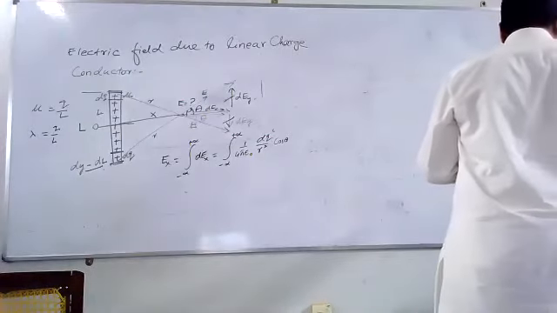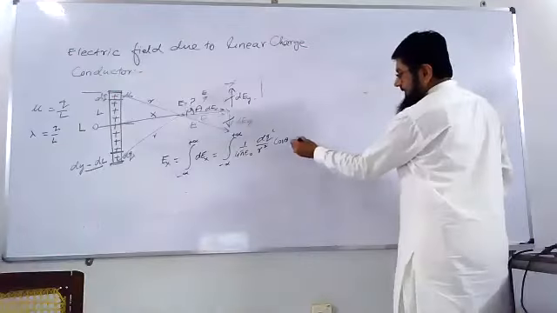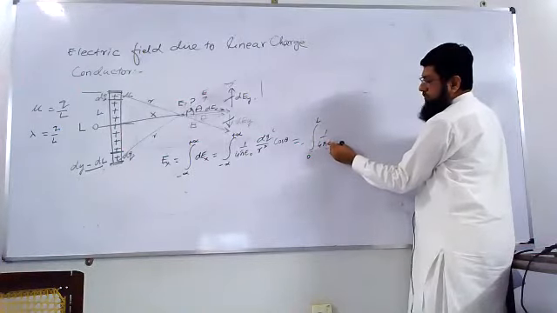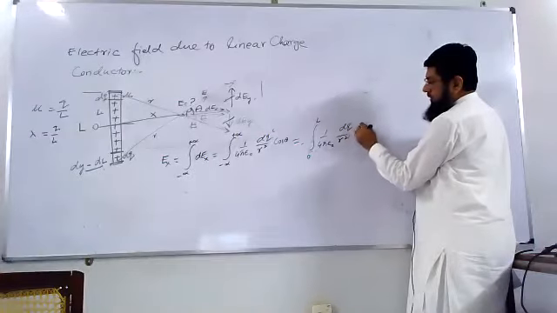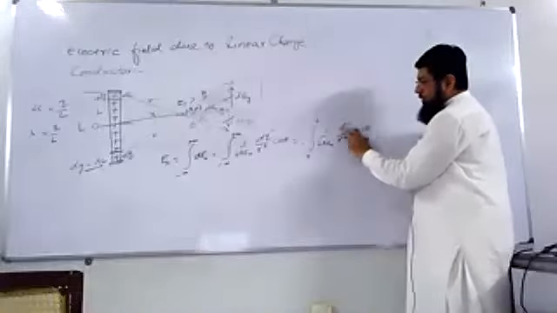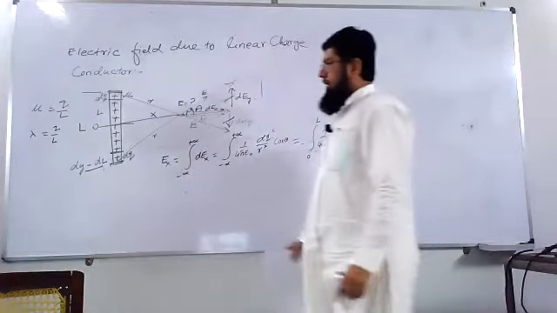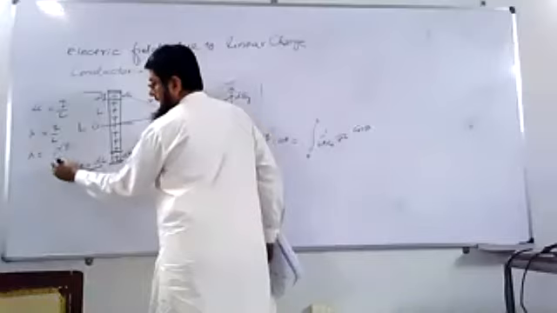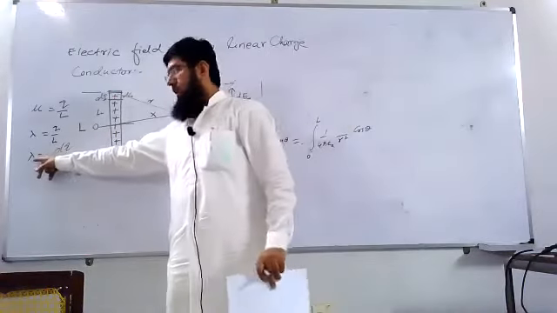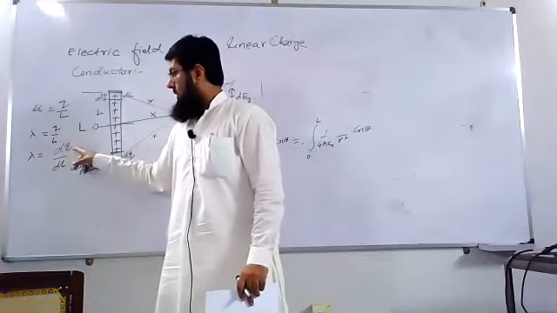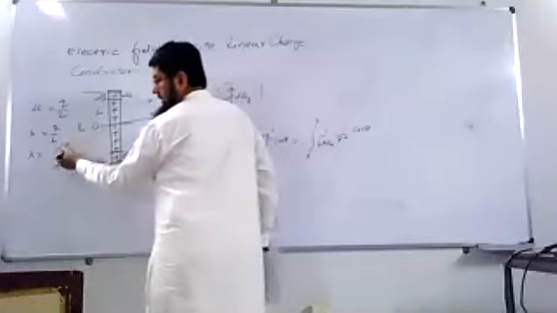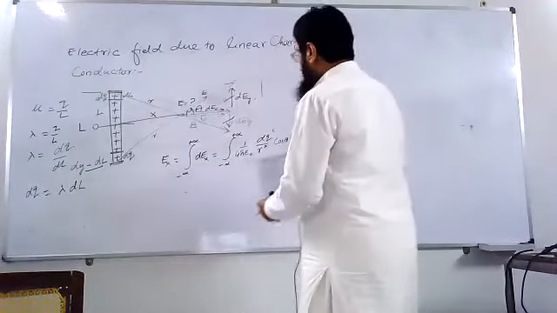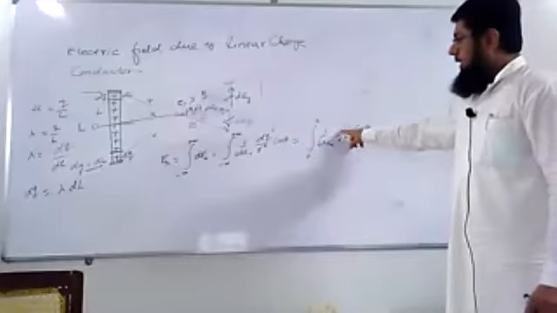So, if I look at it from here, what will happen? This can be written as the total length varying from 0 to L, which is equal to 1 upon 4 pi epsilon naught dq upon r square into cos of angle theta. This dq can be written in terms of lambda. In the last lecture we discussed the linear charge density: lambda is dq over dl. So from this figure, dq is equal to lambda into dl. Instead of dq, we substitute lambda into dl over here.